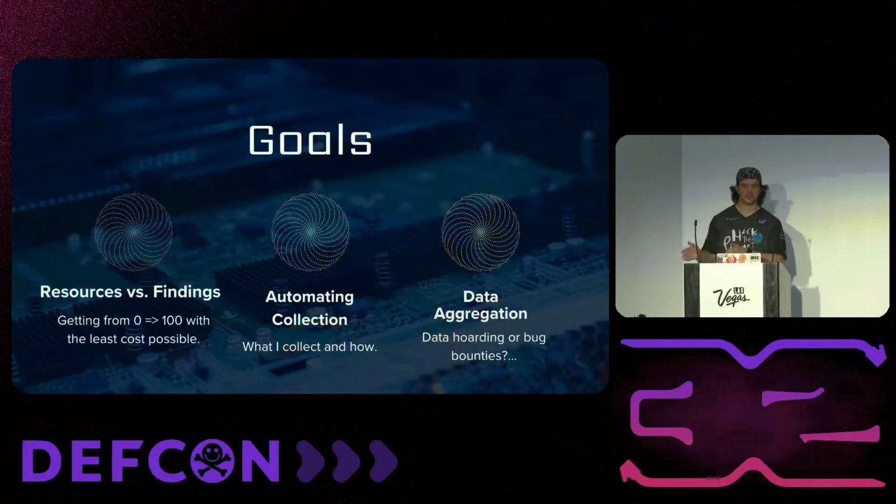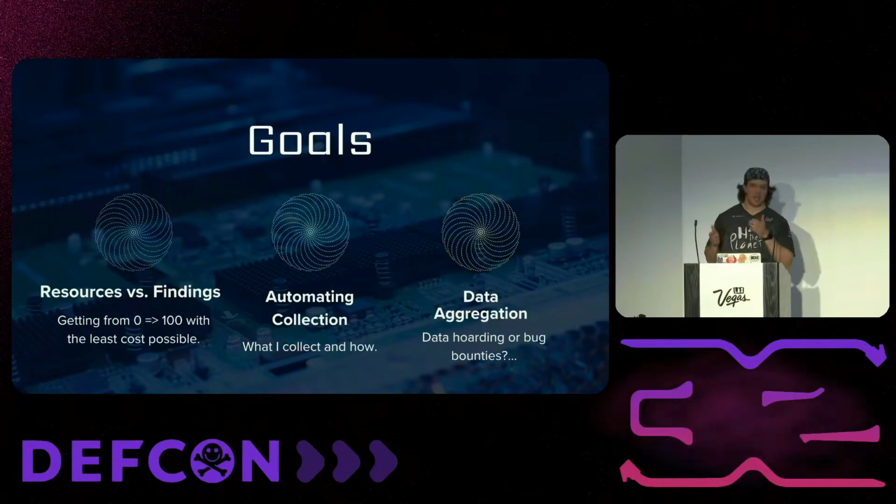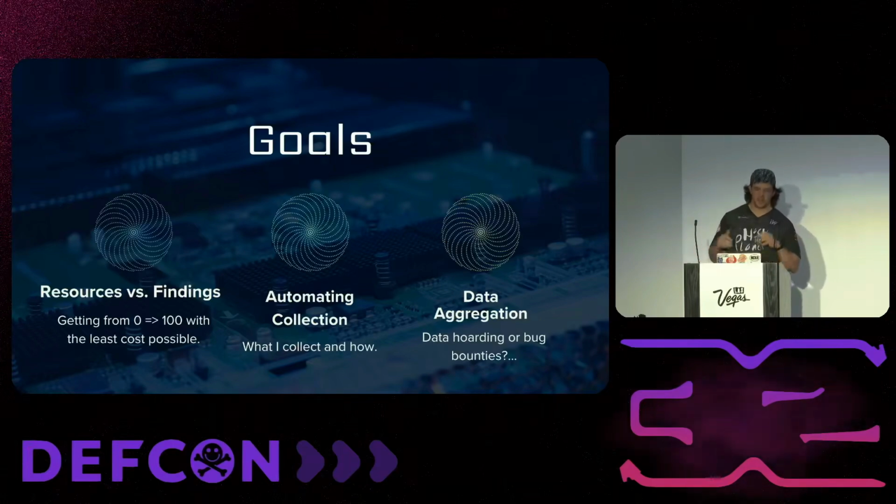There are three main goals for the talk that I want to go over. So three basically different parts. The first one is the idea of resources versus findings. In bug bounty automation, you can get a lot of data really fast and have zero findings, which means $0. So we're going to talk about getting from 0 to 100 with as little cost as possible and scaling up to actually having results that can get you bugs, which means hopefully money.